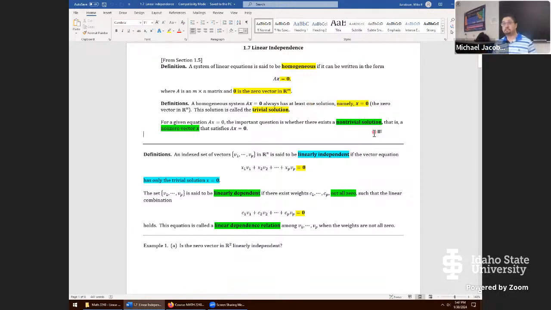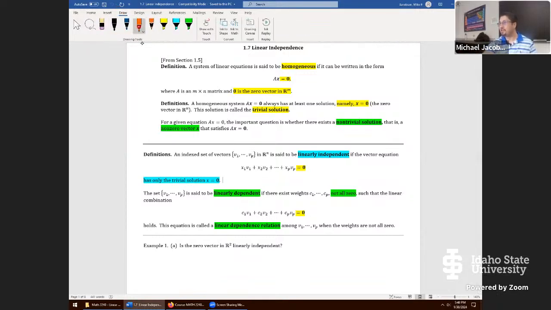But what we're really looking for is whether or not there exists a non-trivial solution. That's what's directly tied in with the new definitions. If we have a non-trivial solution, that means you can put a vector x here that does not consist entirely of zeros. At least one of the entries is non-zero. Look at the language here. At least one of the entries in the vector equation is not zero, means we have linear dependence. So the existence of non-trivial solutions means linear dependence.